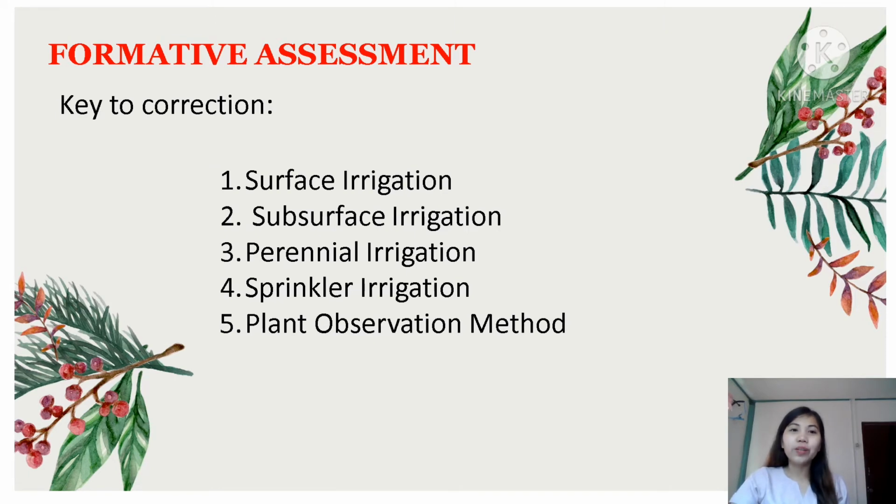Let's check your work. For number 1, surface irrigation. Number 2, subsurface irrigation. Number 3, perennial irrigation. Number 4, sprinkler irrigation. And number 5, plant observation method. I hope you got it all correct.